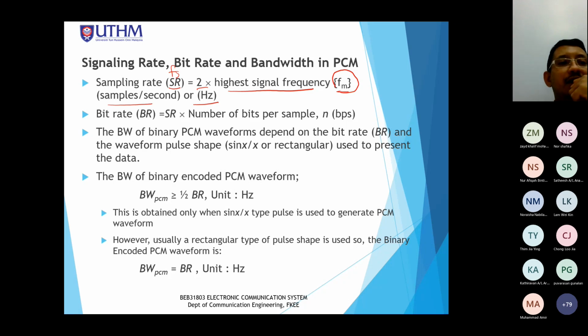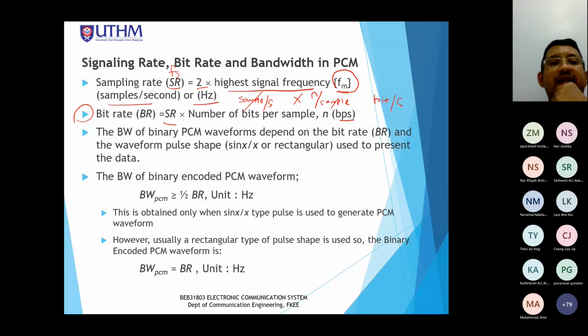The second parameter would be the bit rate. The bit rate is equal to the sampling rate multiplied with the number of bits per sample. So sampling rate is samples per second multiplied with number of bits per sample. We can cancel out sample, so we get number of bits per second, which is bits per second, or bps.